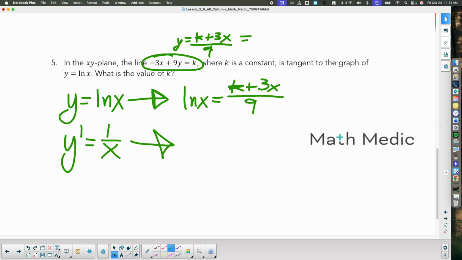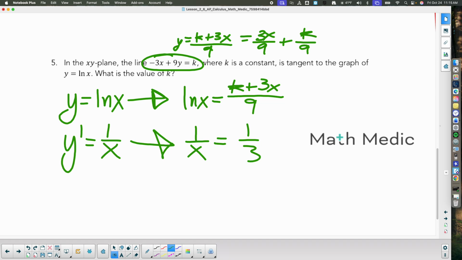1/3. It would be 3x over 9 plus k over 9. So that reduces to 1/3. And so my derivative, Emmanuel, give me the super easy answer now. What x value would they have the same slope? 3. We'd solve the bottoms. 1 over x is equal to 1 over 3. Well, x is 3. And so then that would tell me the x value where they share the same slopes.